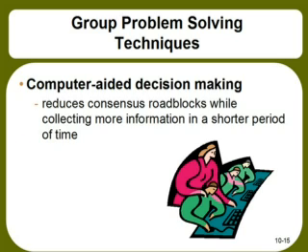Technology has enhanced problem-solving techniques as well. Computer-aided decision-making reduces consensus roadblock while collecting more information in a shorter period of time. Computer-aided decision-making processes are referred to as chauffeur-driven systems and group-driven meetings. Both are virtual team meetings where participants provide input via keyboards and may or may not see each other through digital displays. This concludes the lecture on Chapter 10.